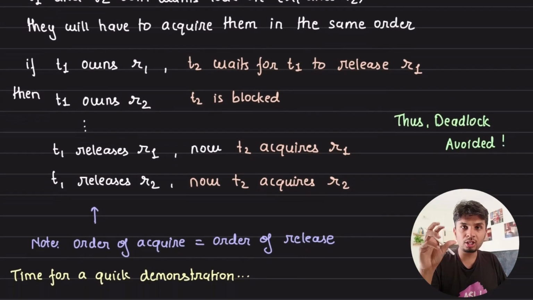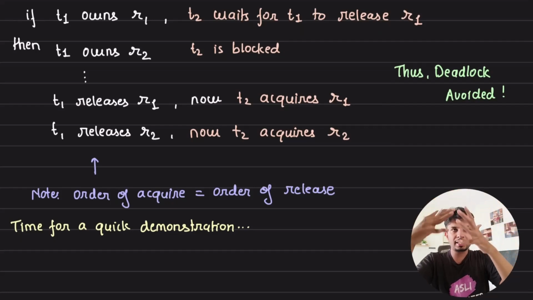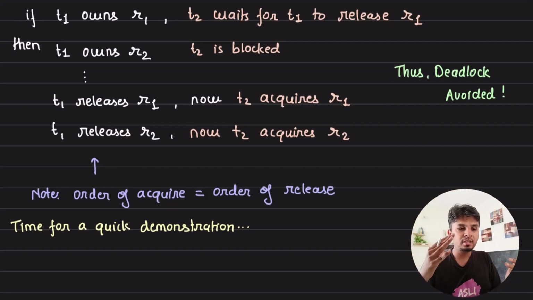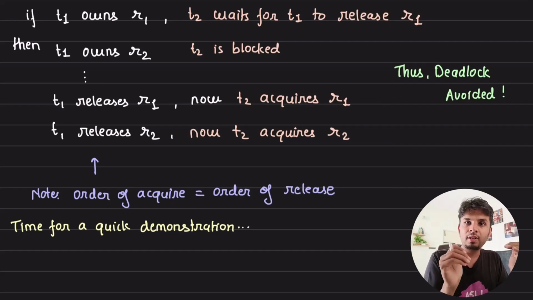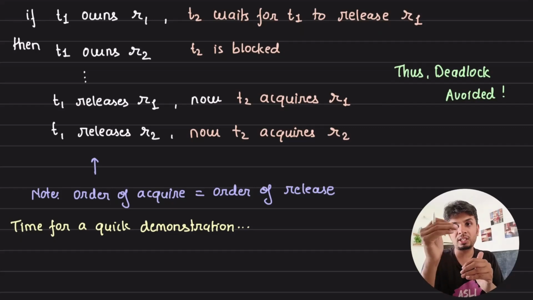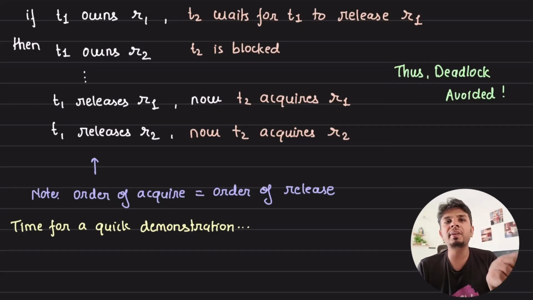And this total order that you are imposing ensures that the acquisition is happening in order, which means that there is no way it is possible for your T2 thread to acquire lock on R2 and then on R1. So R2 will always be free for T1 to acquire because T1 has acquired lock on R1. This total order imposition is one of the ways, not the only way, to avoid a deadlock. And now let's see a quick demonstration of this.